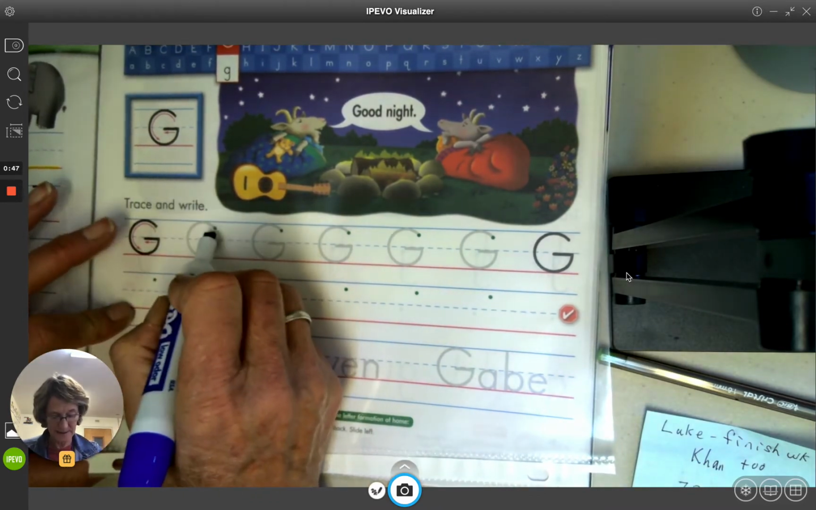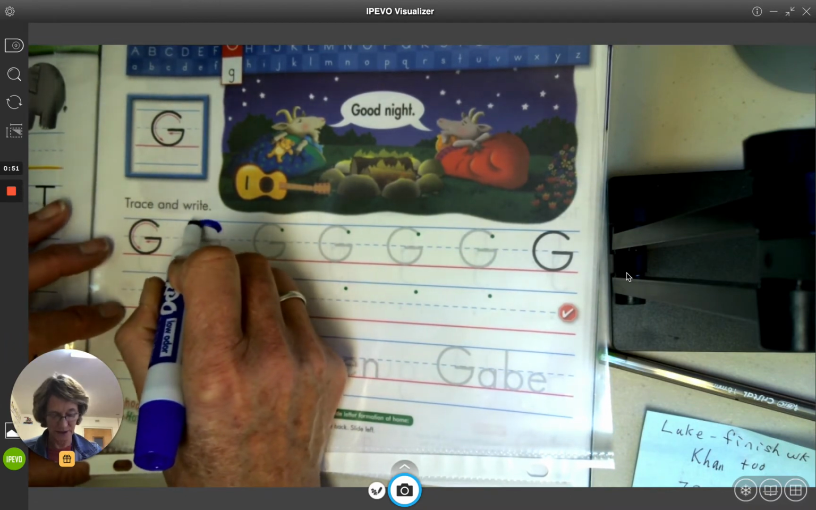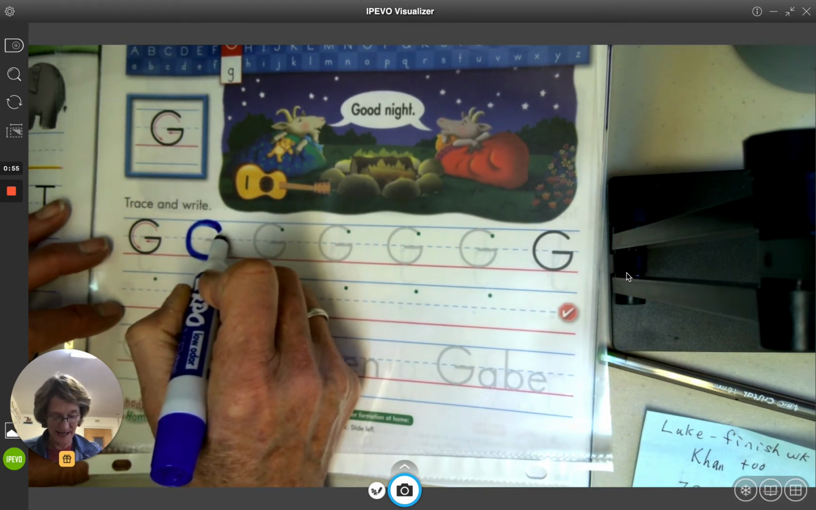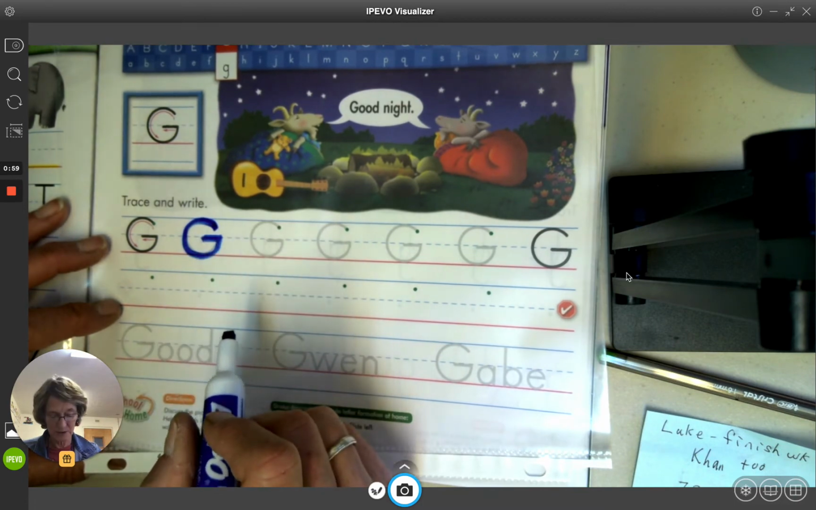All right, we always start at the top by the dot. Number 1 says that, and curve on back. Touch, touch, touch, touch, up to the dotted line, and slide left, slide in. Remember to leave that opening.